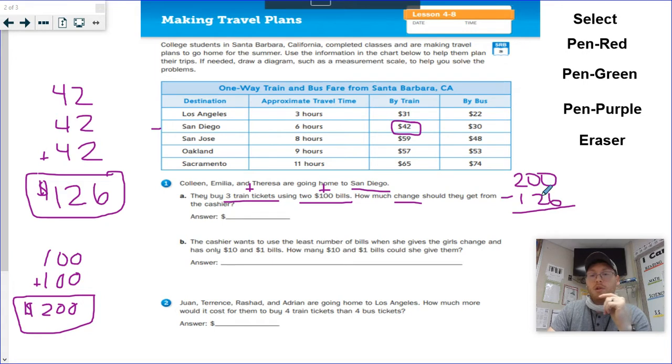I can't. So can I borrow from this 0? I can't. So 2 becomes a 1, 0 becomes a 10, but I have to borrow again. So this becomes a 9. This 0 becomes a 10. 10 minus 6 is 4. 9 minus 2 is 7. 1 minus 1 is 0. So how much change should they receive?